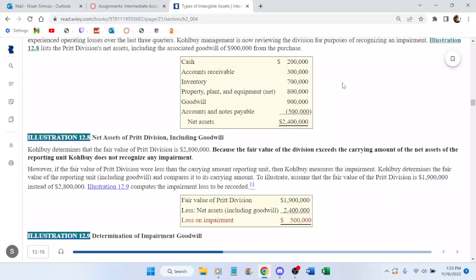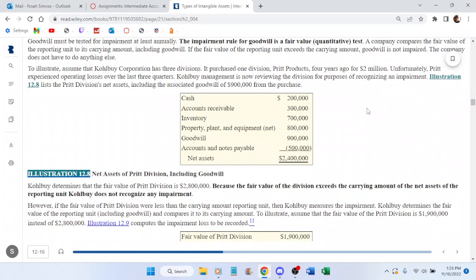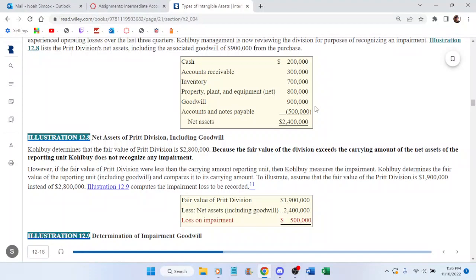Colby determines that the fair value of Print division is $2.8 million. This exceeds the carrying amount. Therefore, they do not recognize impairment. However, what if the fair value was determined to be $1.9 million? Oops. Therefore, there's impairment loss.